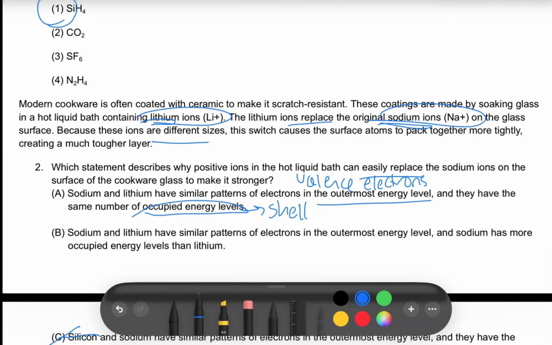This refers to the shells. But this is not true because lithium is in period 2, so it has 2 shells, but sodium is in period 3, so it has 3 shells. So that means that it does not have the same number of occupied energy levels. But B is going to be right because yes, they do have similar patterns of electrons in the outermost energy level, but sodium, Na, has more occupied energy levels than lithium because it's in period 3. It has an extra shell.